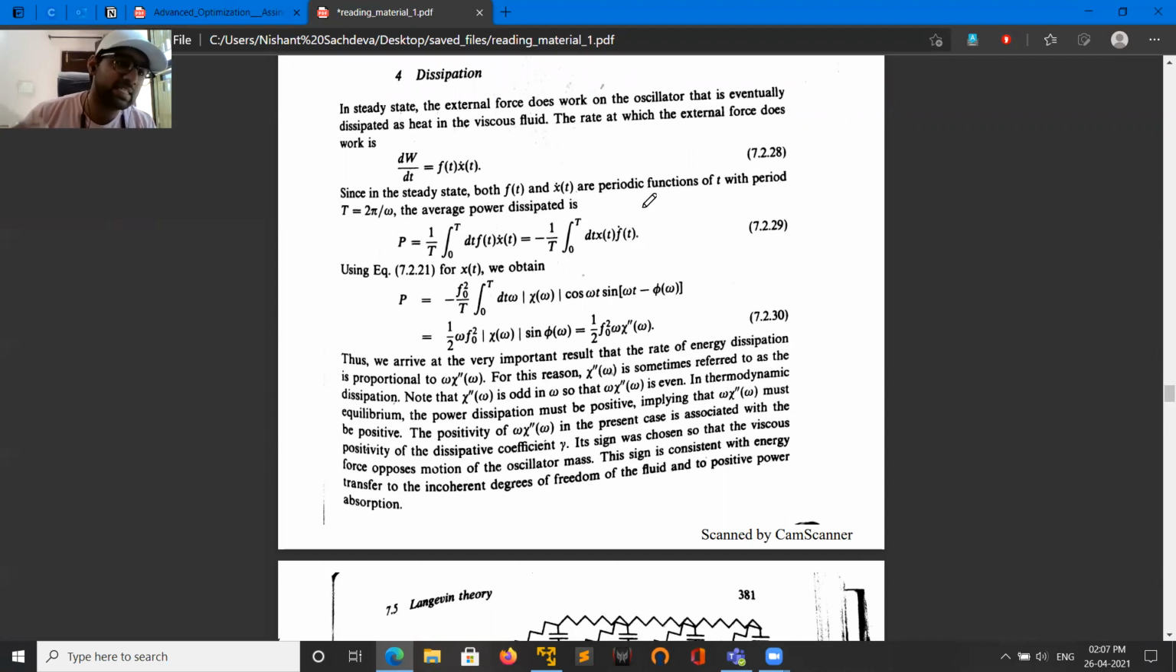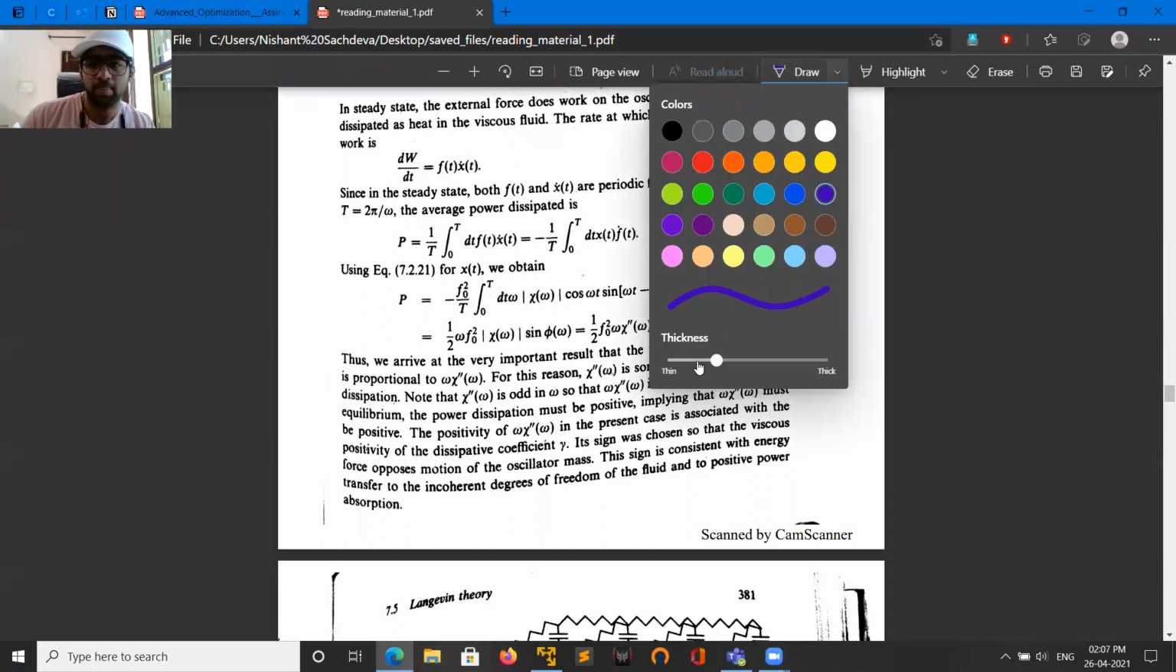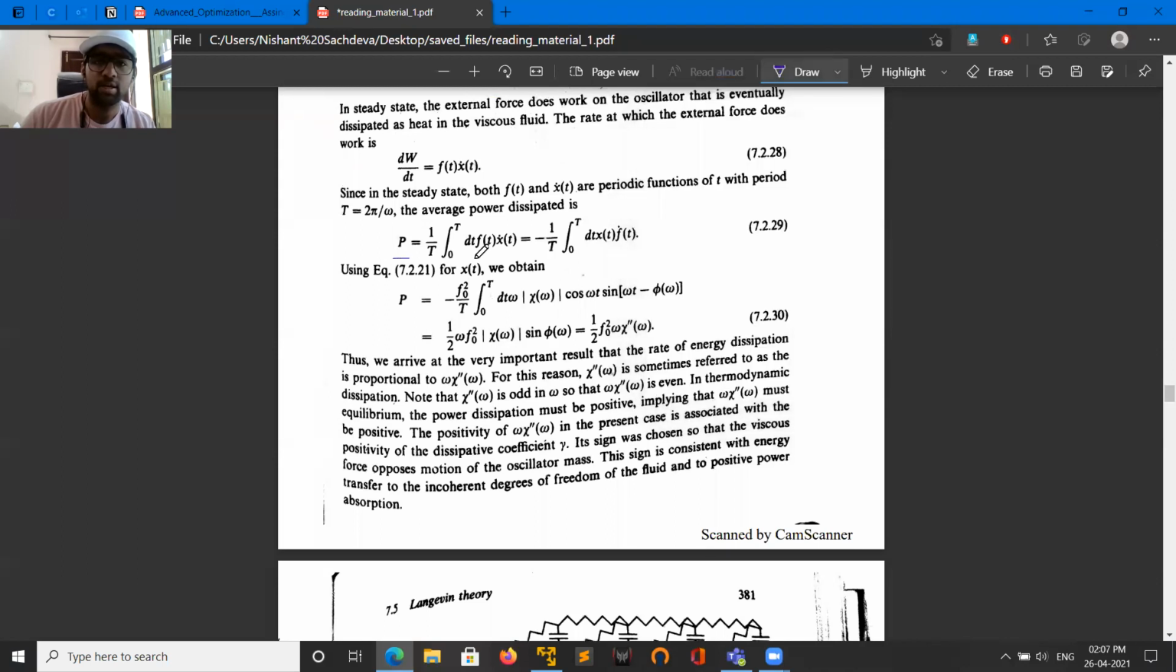Remember, f times x is the work done. We are integrating that with time. So that's the power dissipated per unit time. I'm just going to erase it to make it look a bit prettier, but that's basically what's happening. This is the power dissipated over time T, and this is divided by time. So power is work done per unit time.